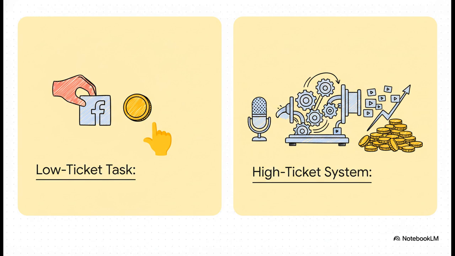Let's make this super clear with an example. A low-ticket task is offering, hey, I'll post on Instagram for you. I mean, anyone can do that. You're easily replaceable. Now compare that to a high-ticket system. That's when you say, I'm going to build you a machine that takes your 1-hour podcast and turns it into 20 viral clips that actually bring in customers. You see the difference? It's huge. One is a chore, the other is a money-making engine.